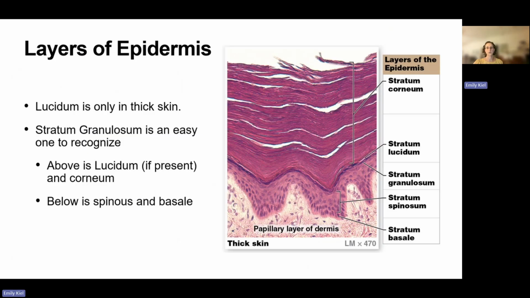So our layers of our skin, the mnemonic I have always used, can Lucy get some bagels? That goes from superficial to deep. The stratum lucidum is only in thick skin. And then your stratum granulosum is an easy one to recognize. It is this darker layer. Usually can be below the stratum corneum and the stratum lucidum. And then below the granulosum is the stratum spinosum and basale. So once you find that granulosum, you know the two that are above and you know the two that are below.